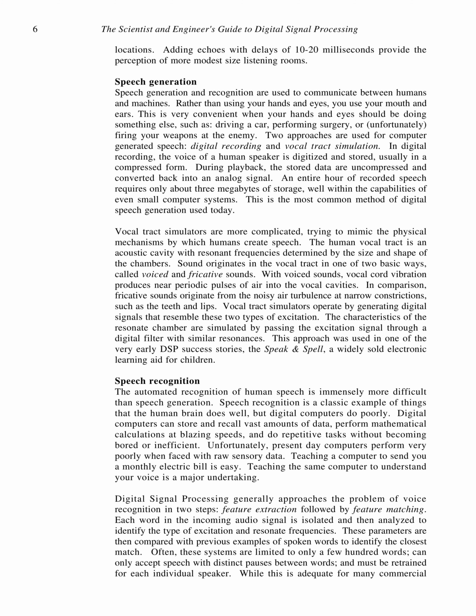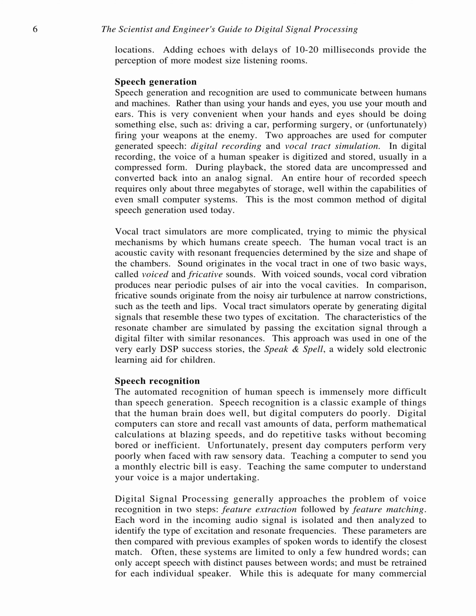Vocal tract simulators are more complicated, trying to mimic the physical mechanisms by which humans create speech. The human vocal tract is an acoustic cavity with resonant frequencies determined by the size and shape of the chambers. Sound originates in the vocal tract in one of two basic ways, called voiced and fricative sounds. With voiced sounds, vocal cord vibration produces near-periodic pulses of air into the vocal cavities. In comparison, fricative sounds originate from the noisy air turbulence at narrow constrictions, such as the teeth and lips.